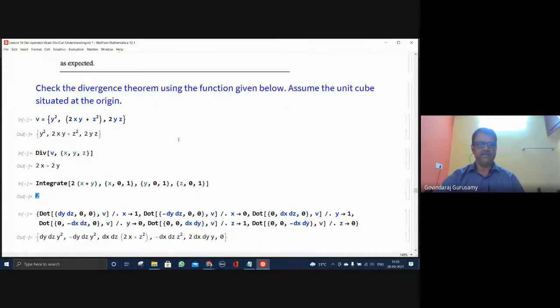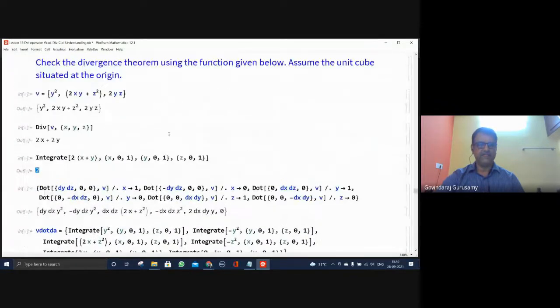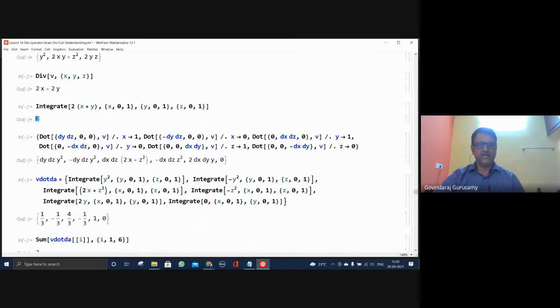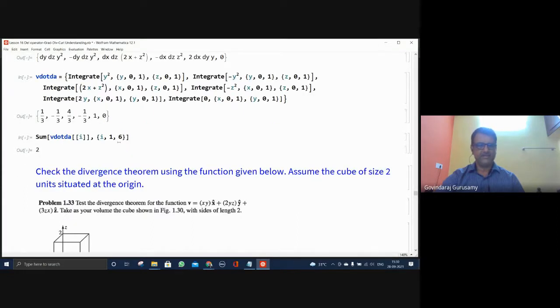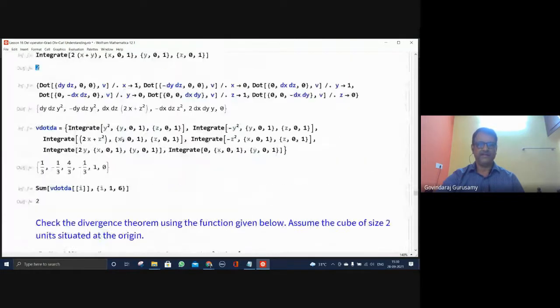Very happy to see that whatever we have tried to understand, the struggle, has been implemented without much difficulty. Take a divergence of x, y, z. This is the vector v. Divergence is this. Integrate that, x varying from 0 to 1, y 0 to 1. Done. Then take the dot product for all six surfaces, whatever you require. See, it has been found. Then perform the integration. Sum it. Well, you have the answer. So, whatever I explained has been implemented through Mathematica.